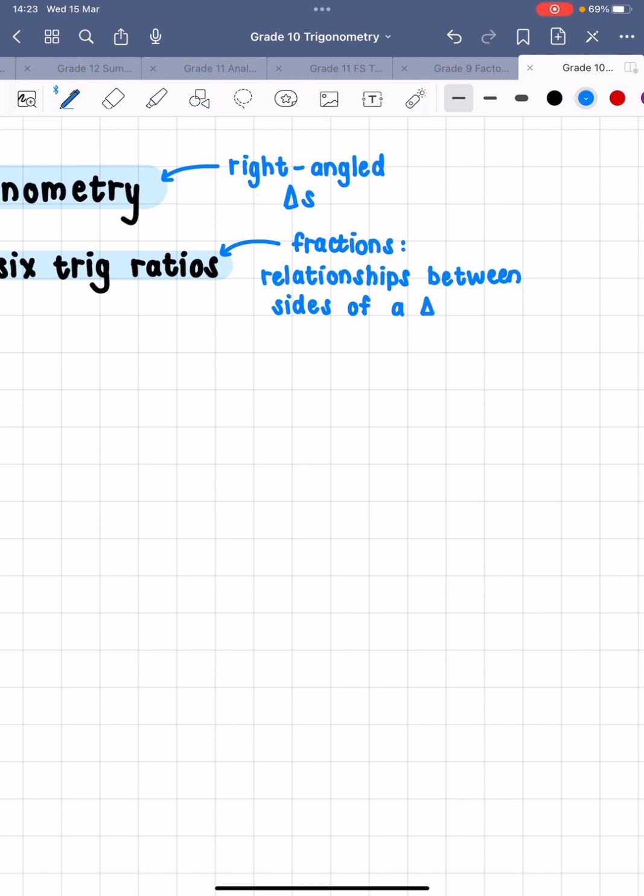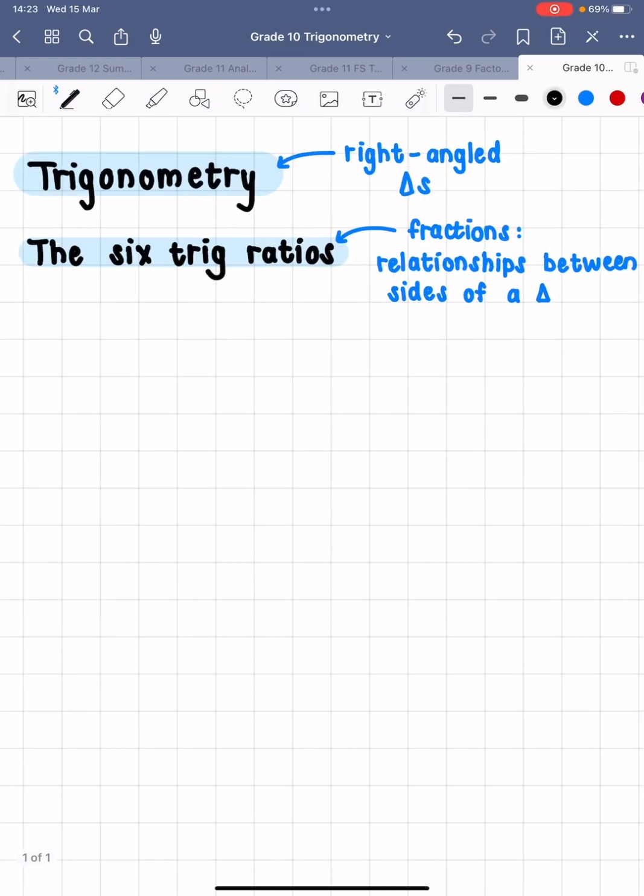Okay, so what we're going to do now, we are going to draw one big right angle triangle, and then I'm going to teach you what the 6 trig ratios are. And that's all we're doing today. Okay, so let's draw our right angle triangle. Please use a ruler, guys.